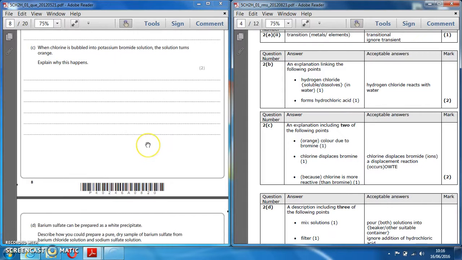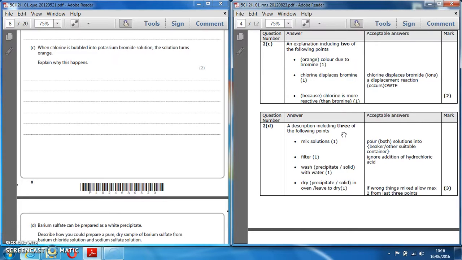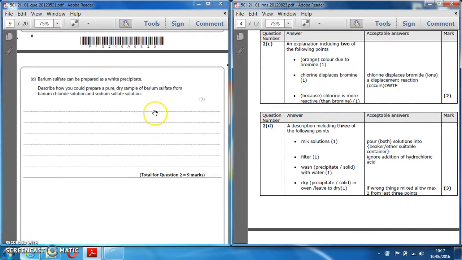So when chlorine is bubbled into potassium bromide, the solution turns orange. Why? Again, we're looking at halogens. The reactions you've looked at for this are displacement reactions. What that tells me, because it's changed colour, is that the chlorine is more reactive than the bromine, so it has displaced the bromine. So that colour change is because you get the orange bromine in the solution rather than the chlorine there. I remember the bromine, you've seen that before, bromine water in Unit 1, the test for alkenes, alkanes.